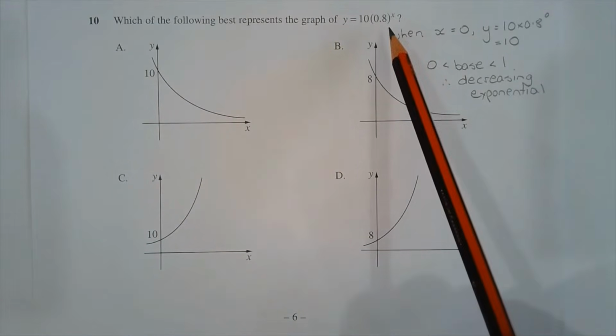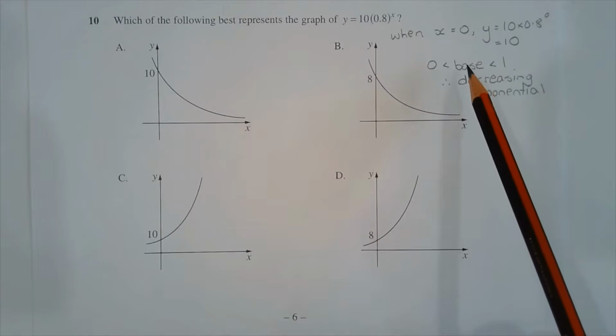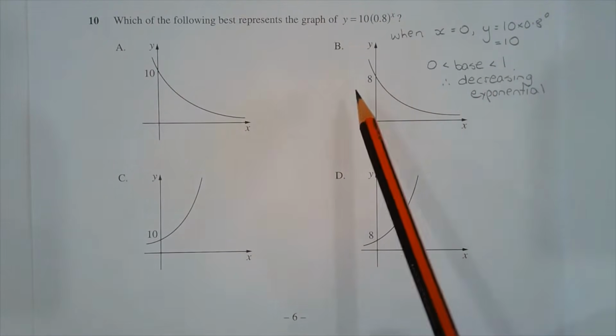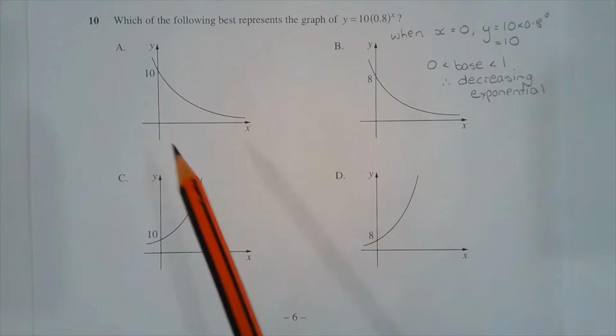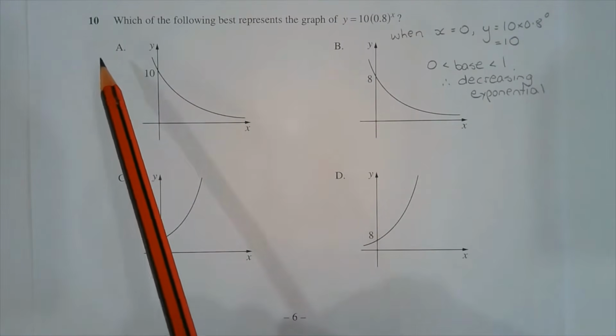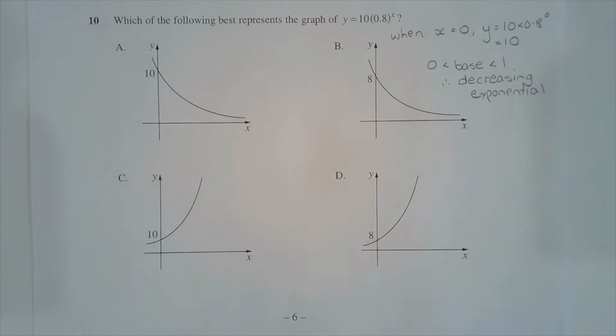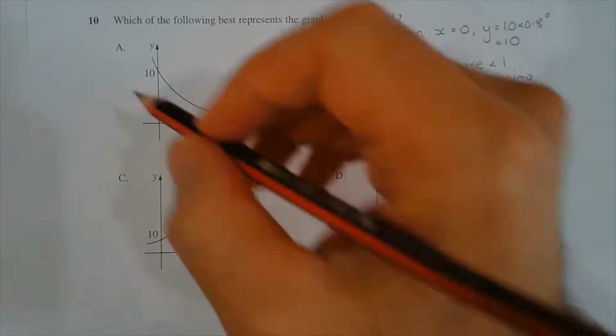Next, consider the value of the base. Now, because the base is between 0 and 1, this is a decreasing exponential graph going from left to right. So therefore, out of A or C, option A shows a decreasing exponential graph with a y-intercept of 10. So therefore, the answer is option A.